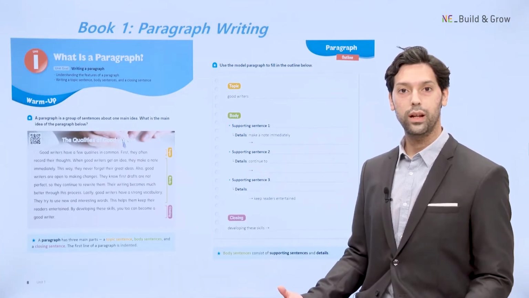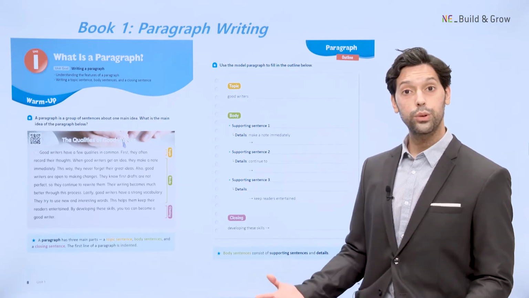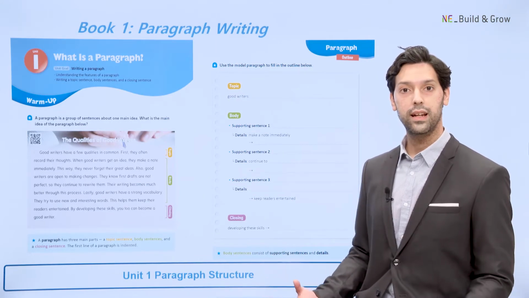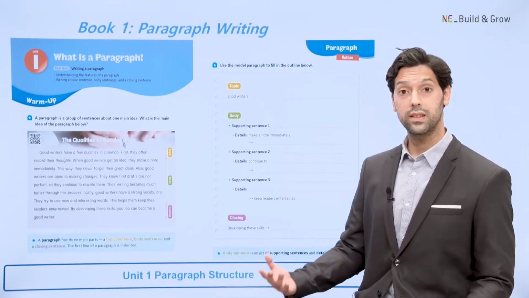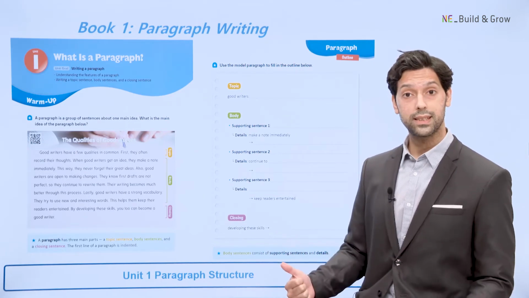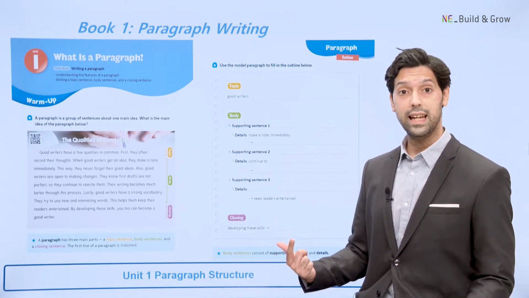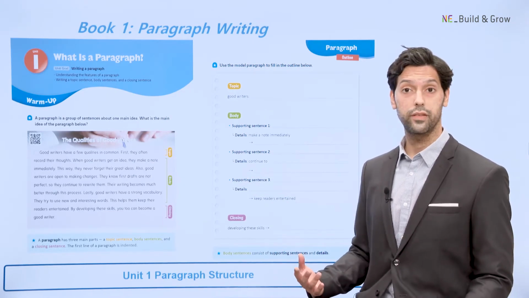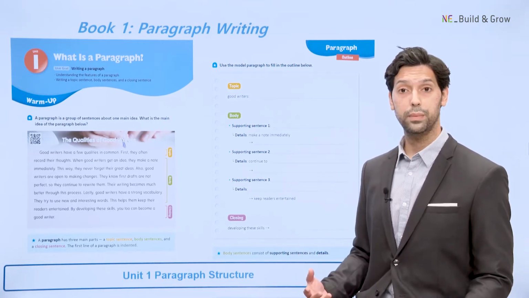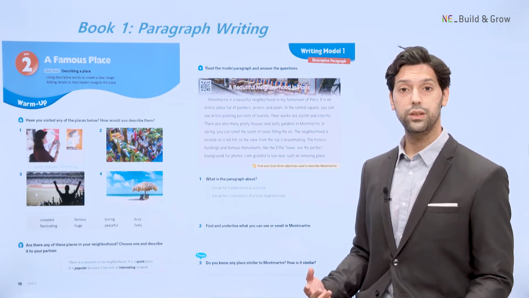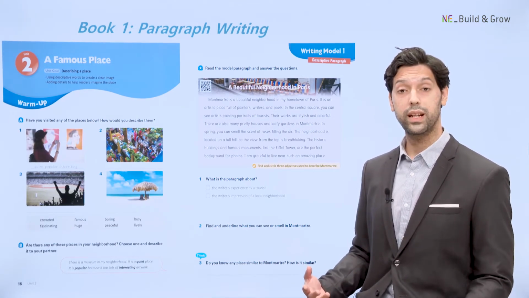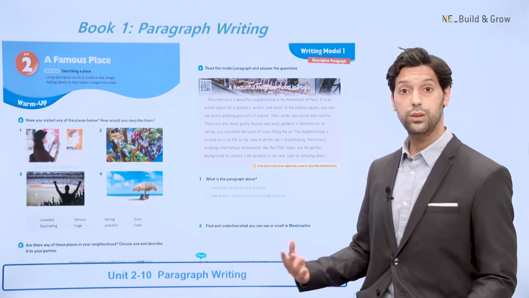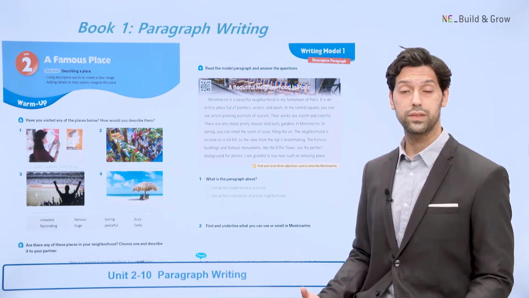Book 1, Unit 1, Paragraph Structure. Unit 1 of Book 1 starts by introducing the rules of paragraph writing. This special unit introduces the different parts of a paragraph: the topic sentence, supporting sentences, and the closing sentence. The unit also teaches students the basic structure of a paragraph and how to write each part. After completing this unit, students will go on to learn how to write various types of paragraphs, ranging from descriptive and narrative to expository and opinion paragraphs.